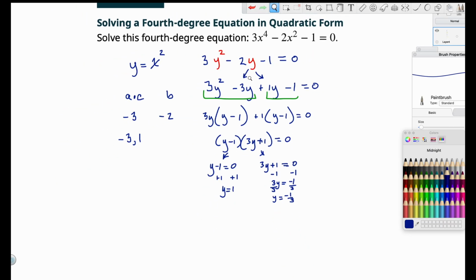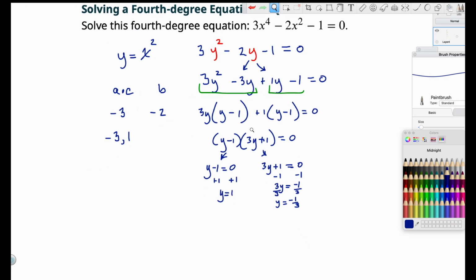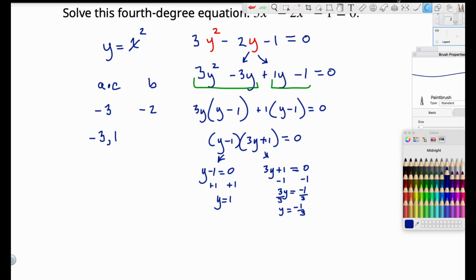Okay, now don't stop. We're not done. So remember, y equals x squared. So now what we need to do is take 1 here for y and put it in for this y. So we got 1 equals x squared. And we have this negative 1/3 here. We're going to put that in for y. Negative 1/3 equals x squared.